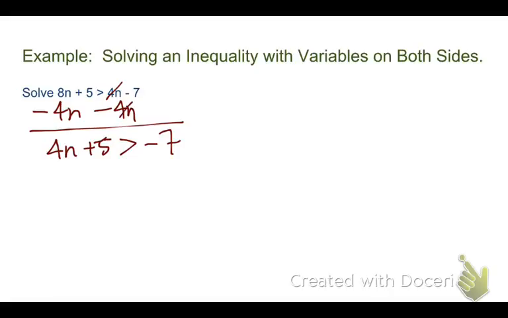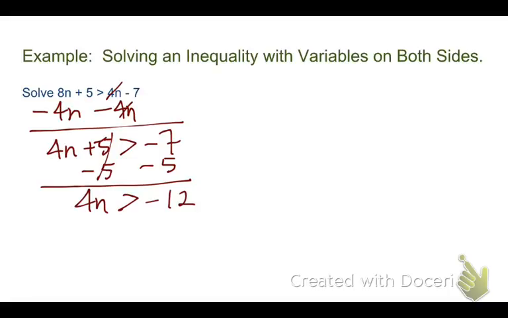Now to get the constants on one side, I'm going to subtract 5 from both sides of the inequality. 5 take away 5 is nothing. I have 4n greater than -7 plus -5, which is -12. Undo the multiplication by 4 by dividing by 4 on both sides. 4 divided by 4 is 1. I have n is greater than -12 divided by 4, which is -3.